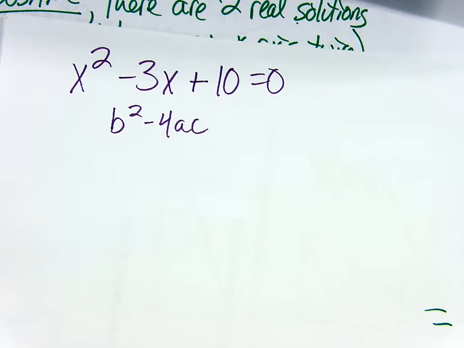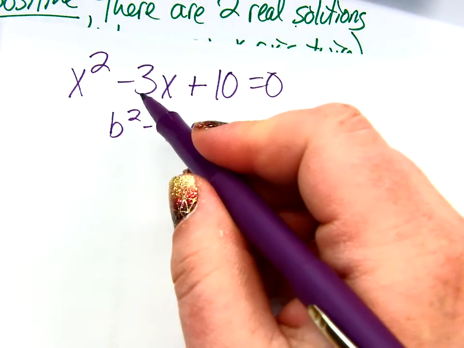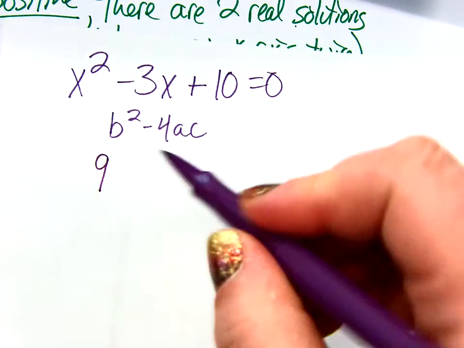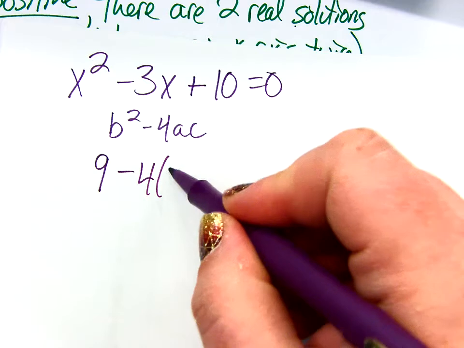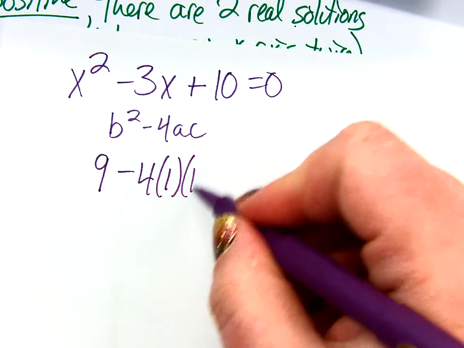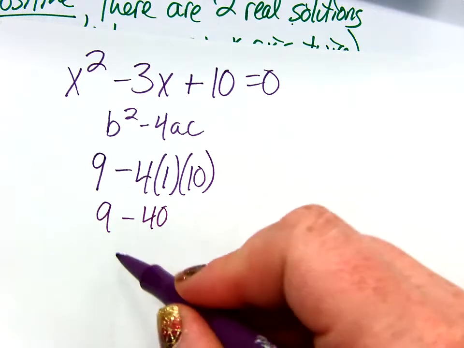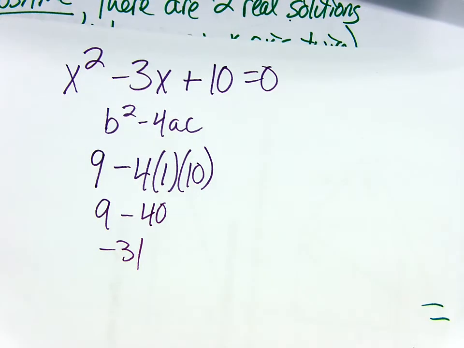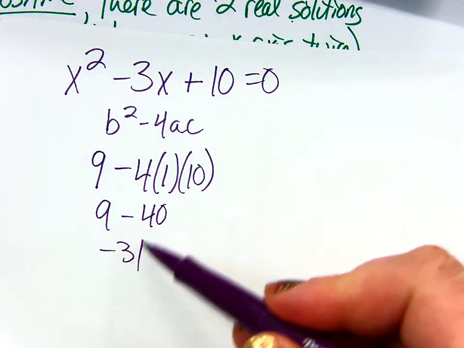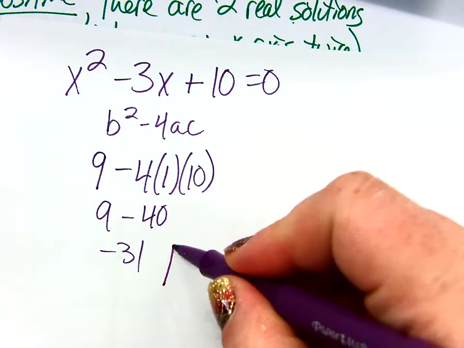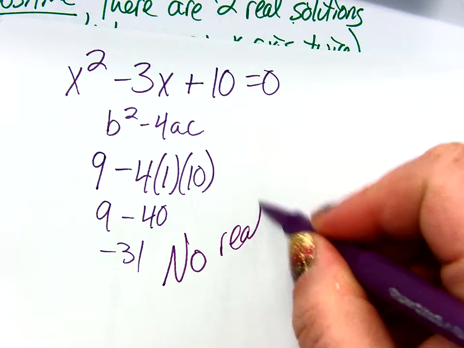Go ahead. There's no real solution. Correct. You get a negative discriminant this time. So b squared, negative 3 squared is really negative 3 times negative 3, so it's a positive 9. Minus 4 times a is 1 and c is 10. So that's going to be 9 minus 40, or negative 31. You don't even have to really finish it. Once you know it's negative, then that means no real solutions.